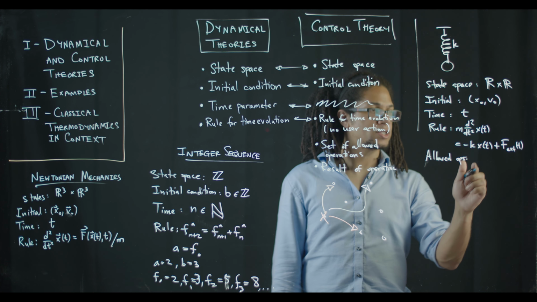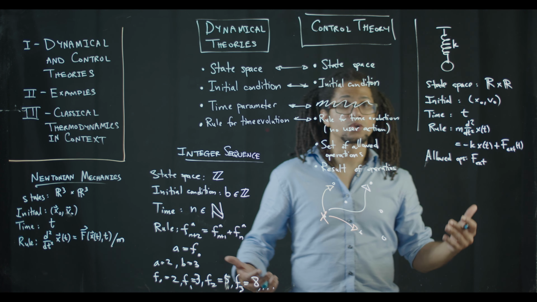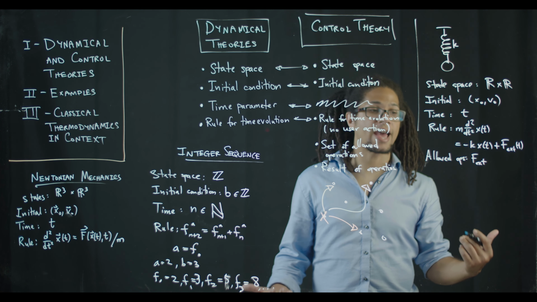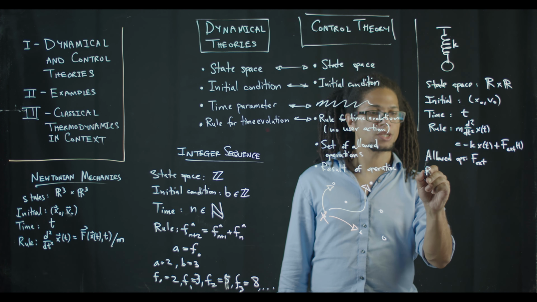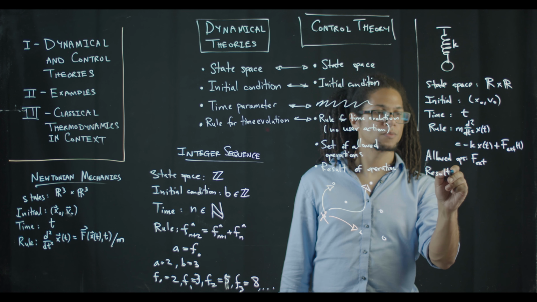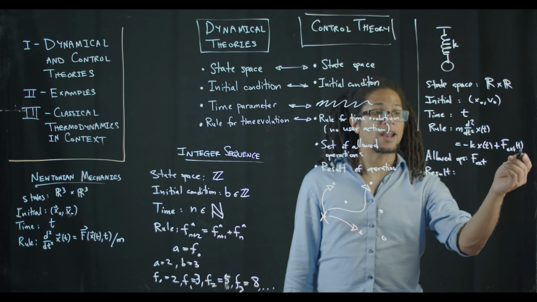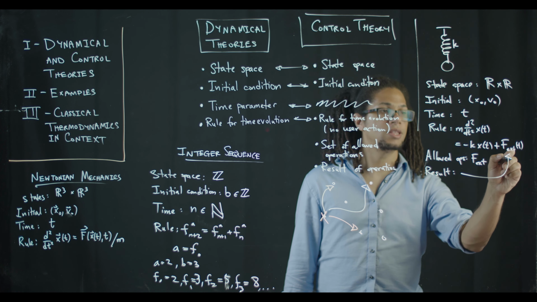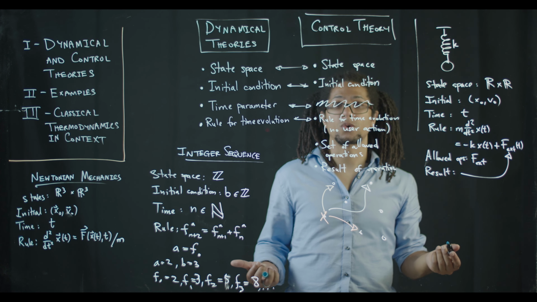Well, it's all the forces as a function of time. So the user effectively chooses this f of x of t function. And the result of the action? The result of choosing a particular function is that function is applied in this differential equation. So this is one example of a control theory.